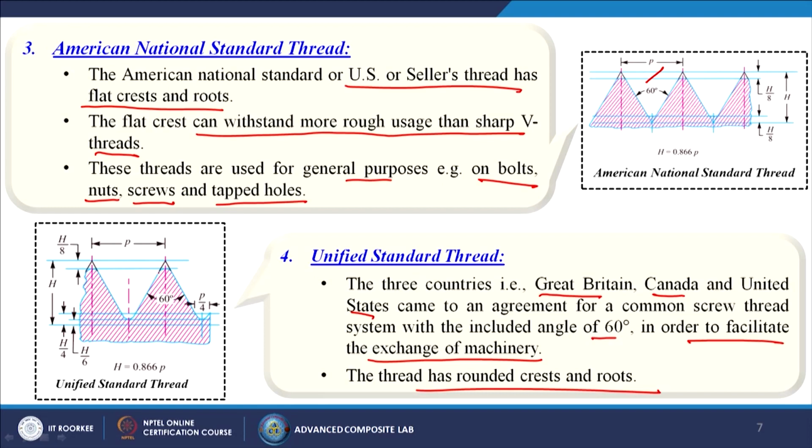So, the thread has rounded crests and roots. Here you can see it is not sharp. It has some roundness.